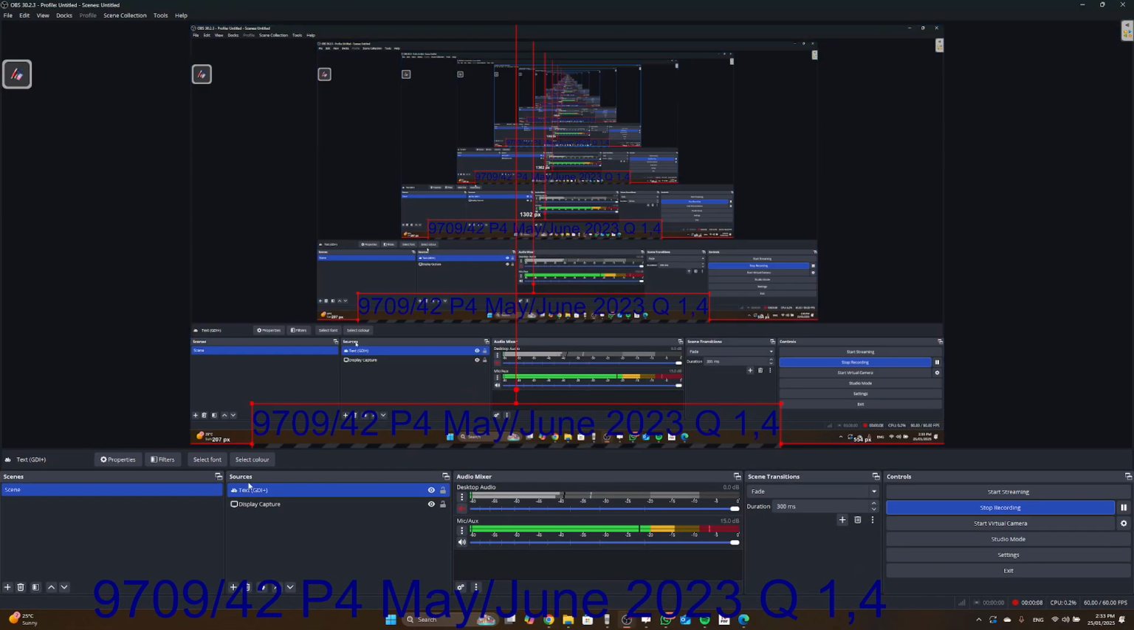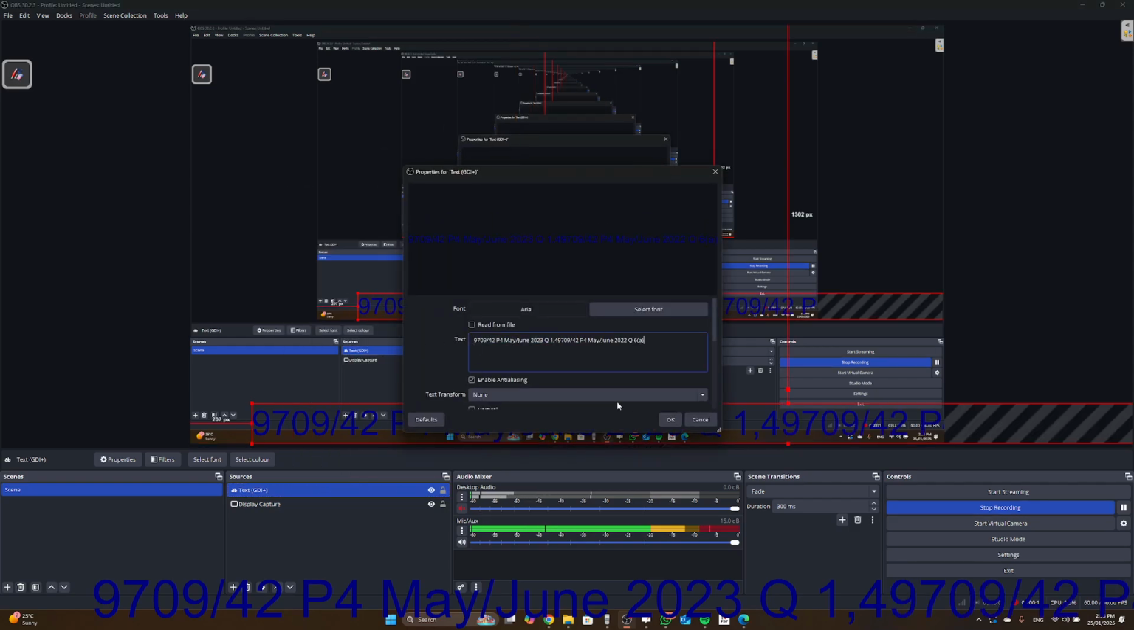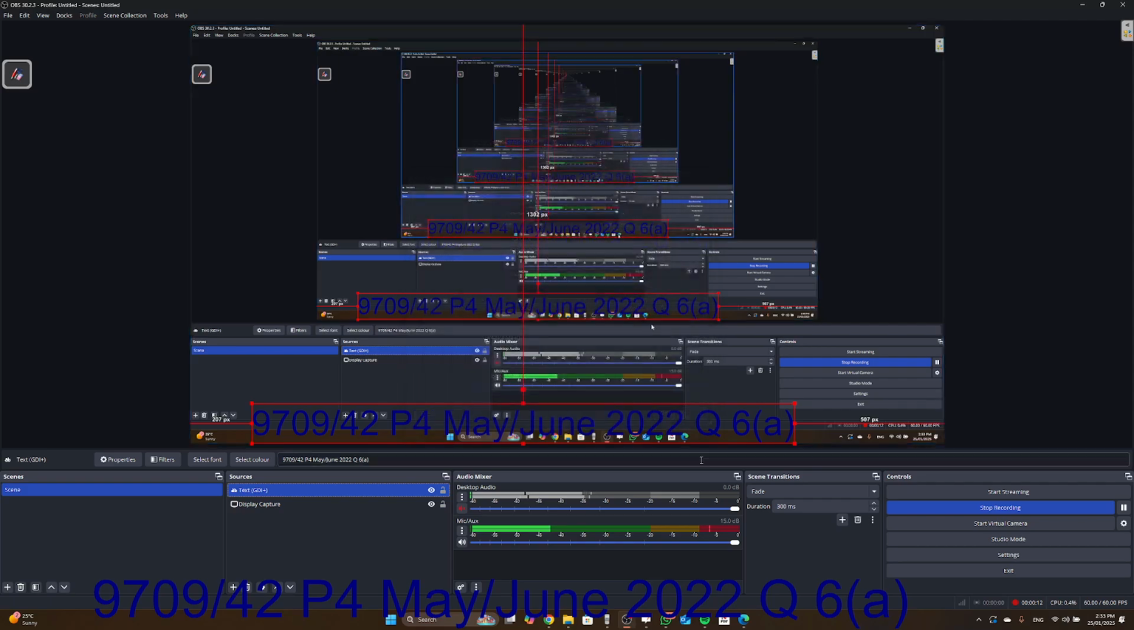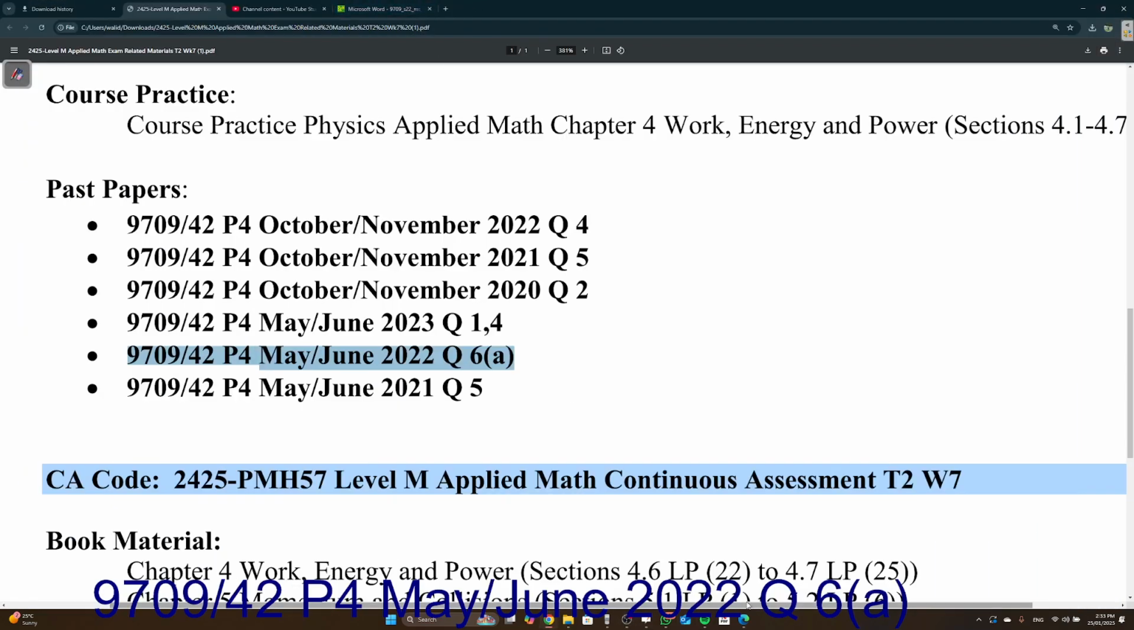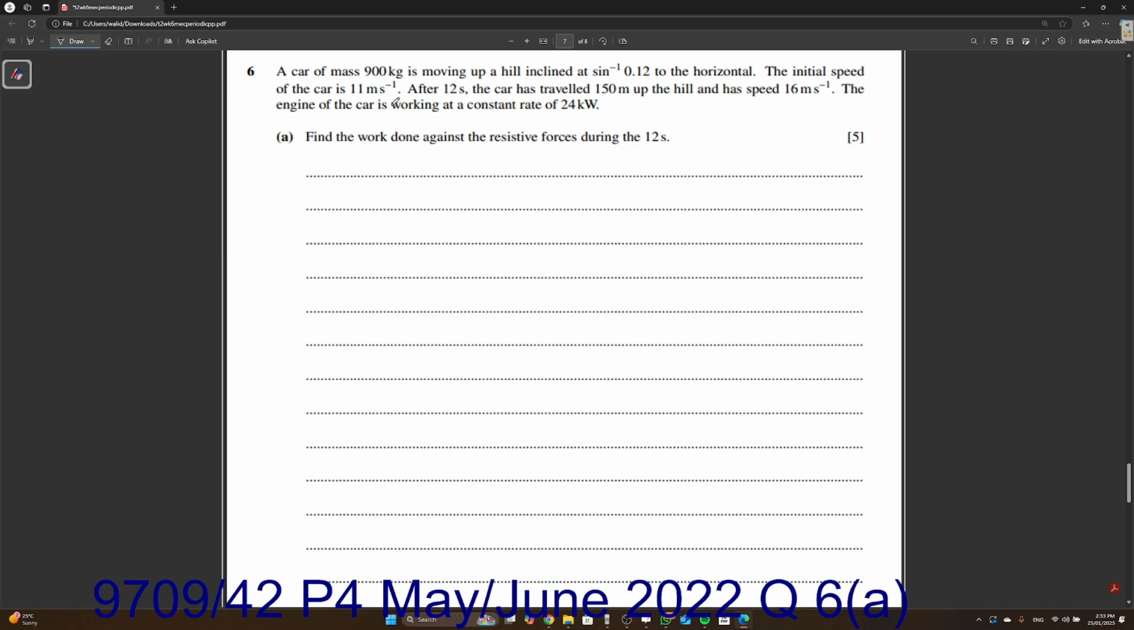970942 AS Mechanics, question 6A. Okay, so let's start. A car of mass 900 kilos is moving up a hill inclined at inverse sine 0.12 to the horizontal. The initial speed of the car is 11 meters per second. After 12 seconds, the car has traveled 150 meters up the hill and has speed 16 meters per second. The engine of the car is working at a constant rate of 24 kilowatts. Find the work done against the resistive forces during the 12 seconds.